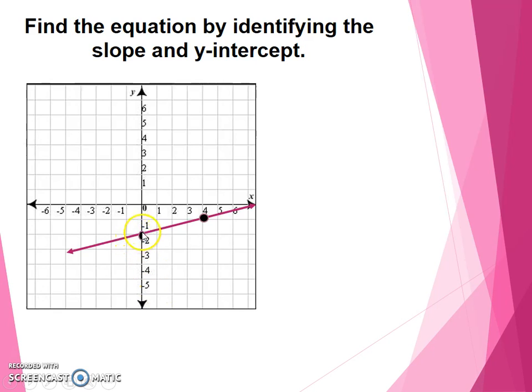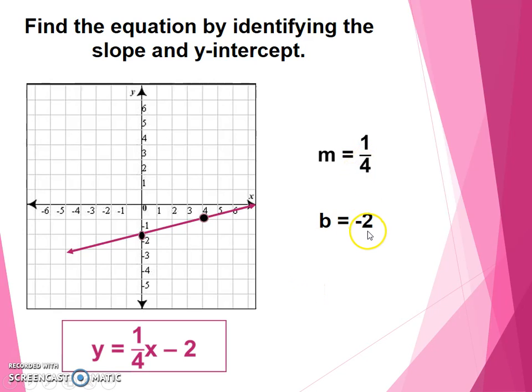Okay, hopefully you said that we're going to go up 1 and to the right 4, so that's a slope of +1/4. We had said our y-intercept was at -2, and so the equation of the line now should look like y equals 1/4 x plus -2, or y equals 1/4 x minus 2, because remember we'll simplify that plus -2 into just -2.